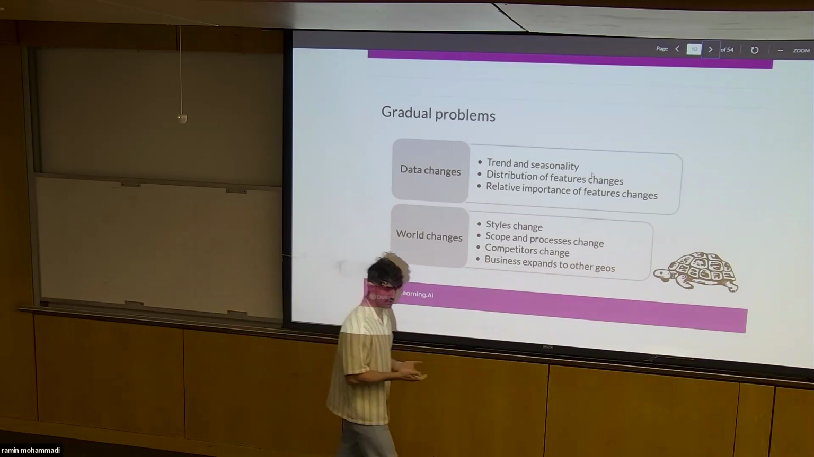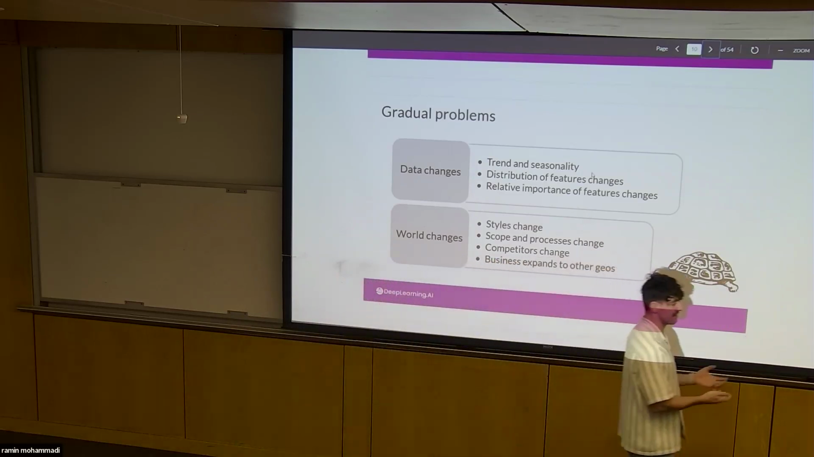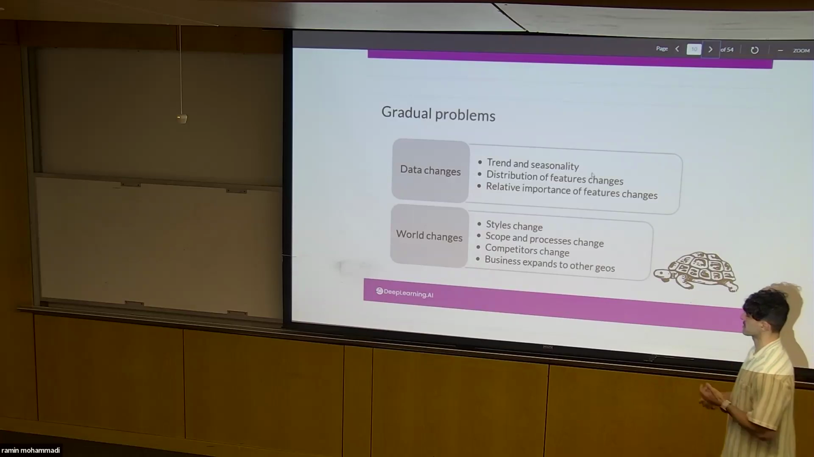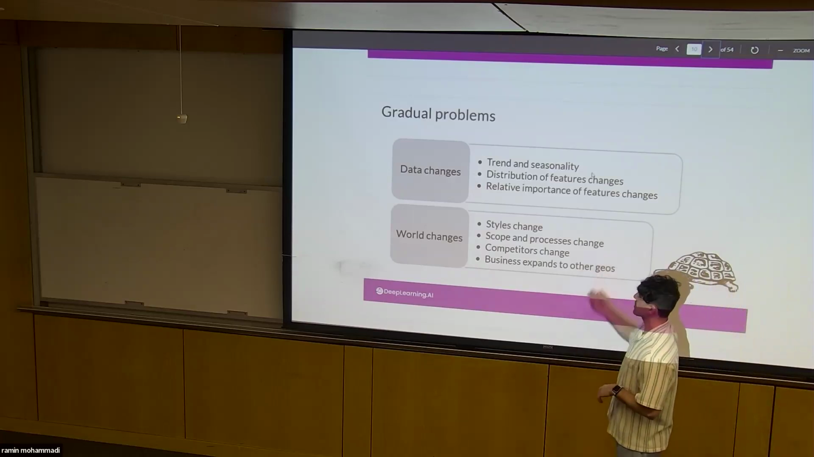Because it was previously important as part of your training or evaluation, but it's no longer important. That becomes something like gradual data change. When it comes to world changes, world change basically means that all of a sudden you are selling shoes and the style has changed. No one wants that shoe. So it's something outside of your model scope, but it's a reality also. Or the scope and the process has changed.